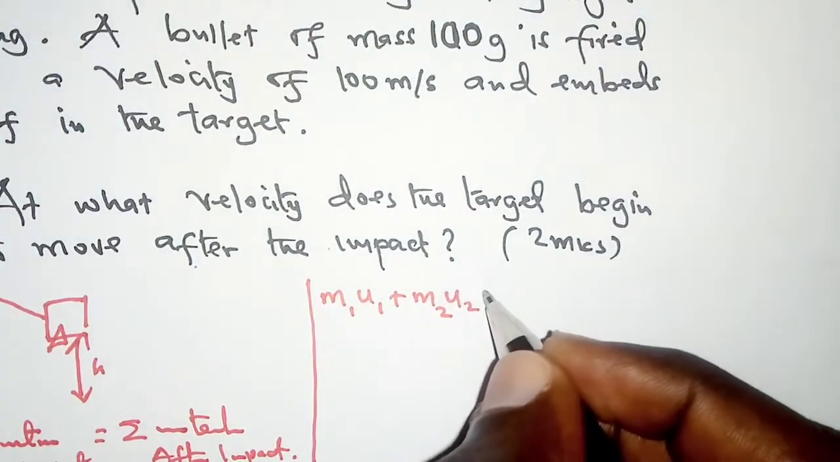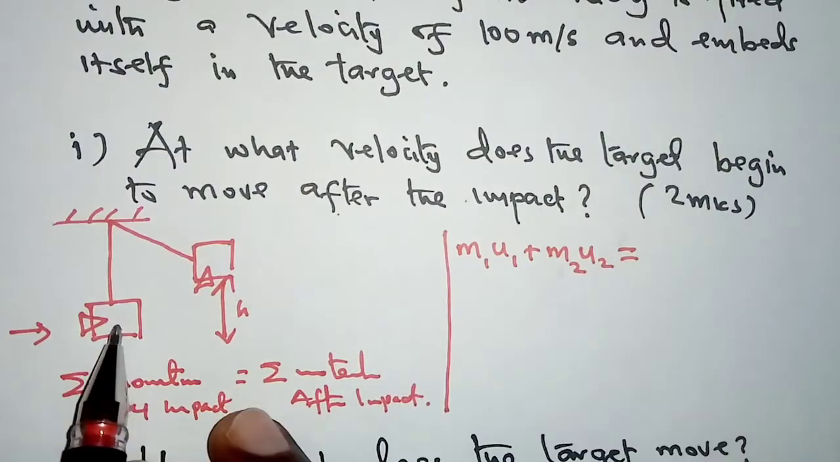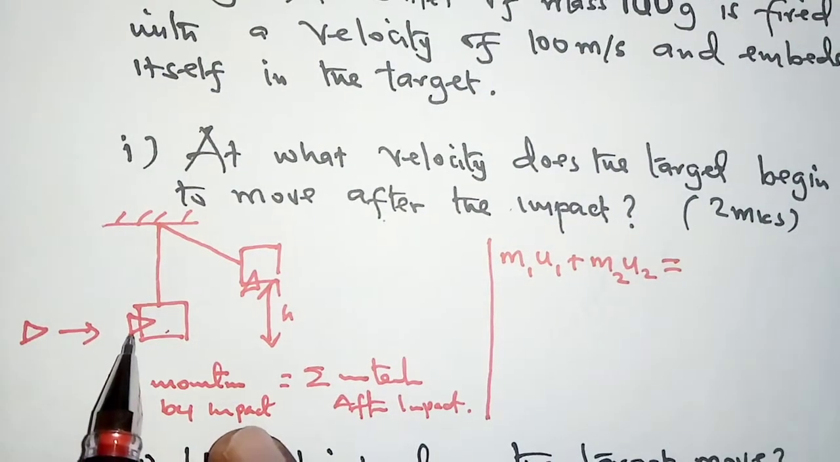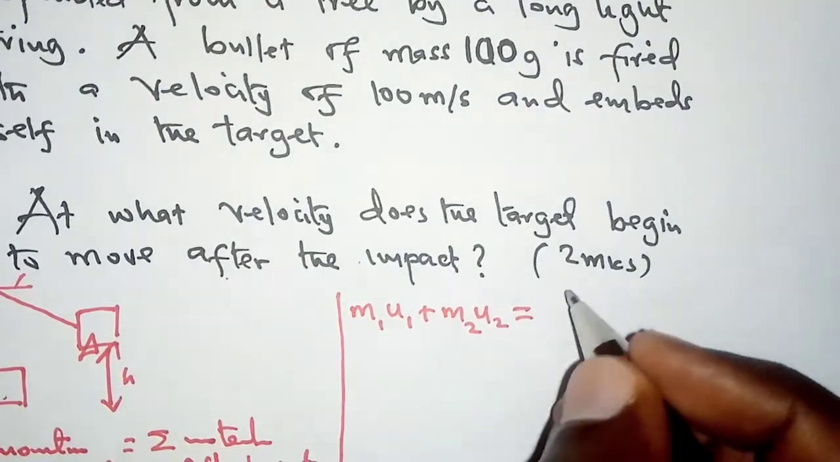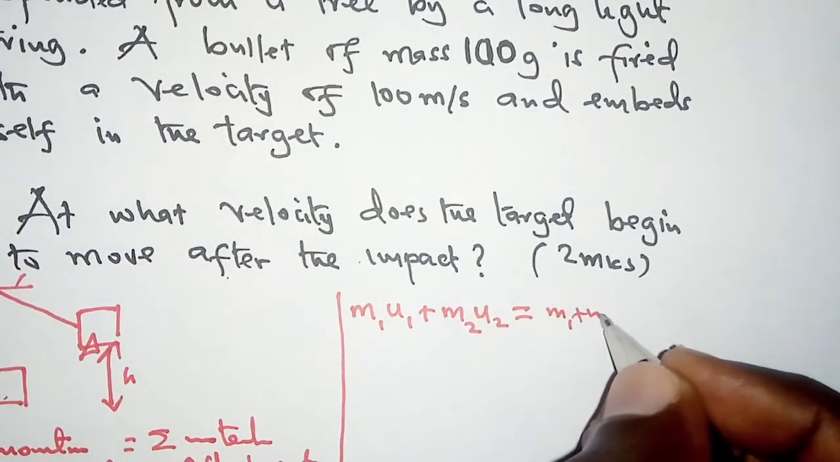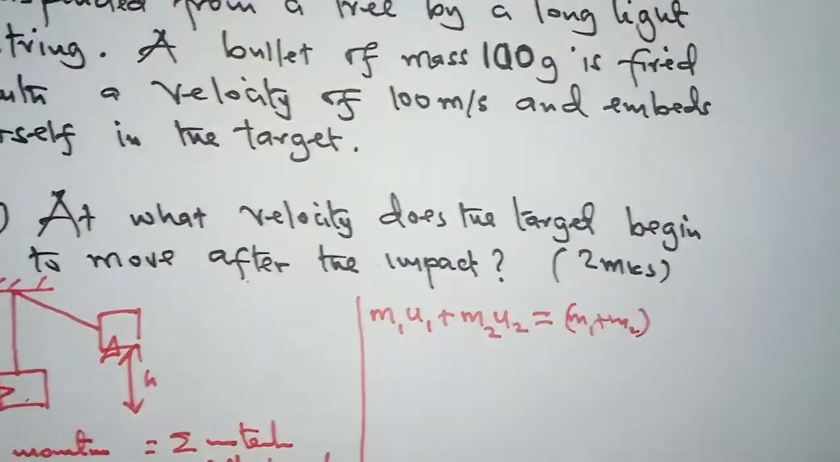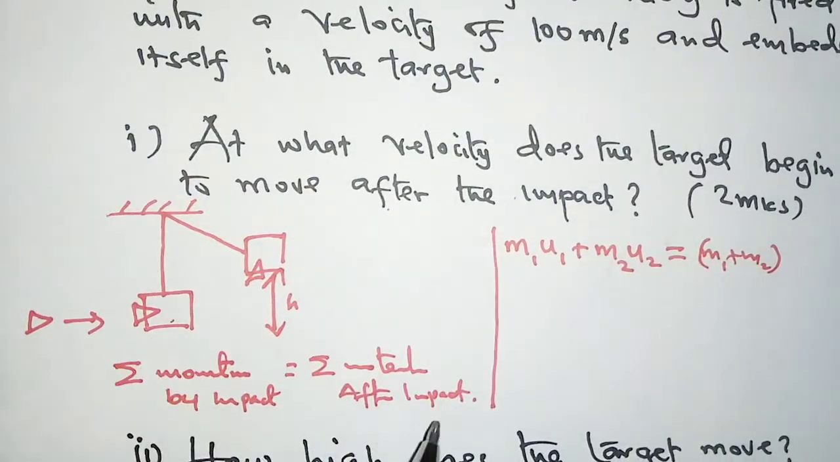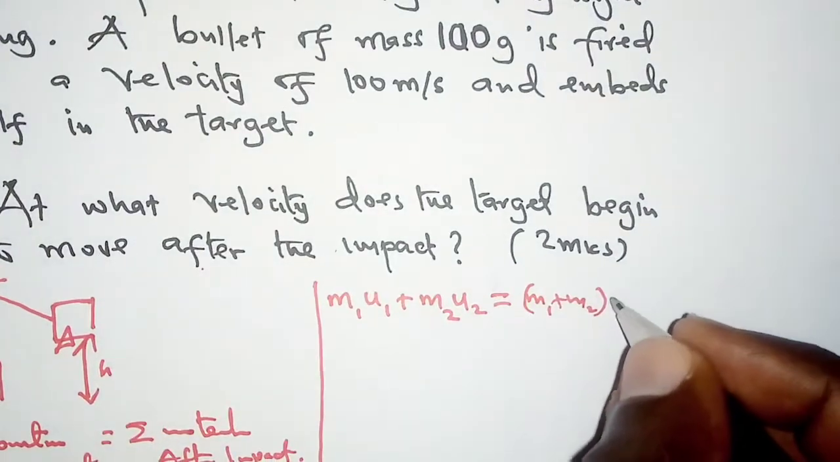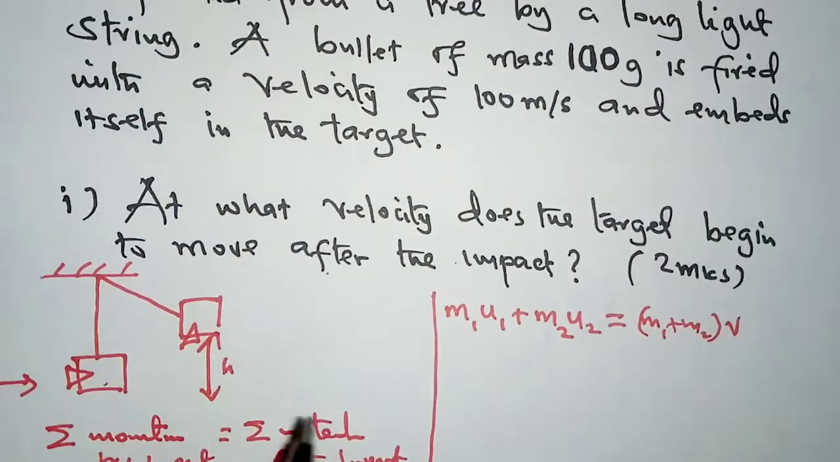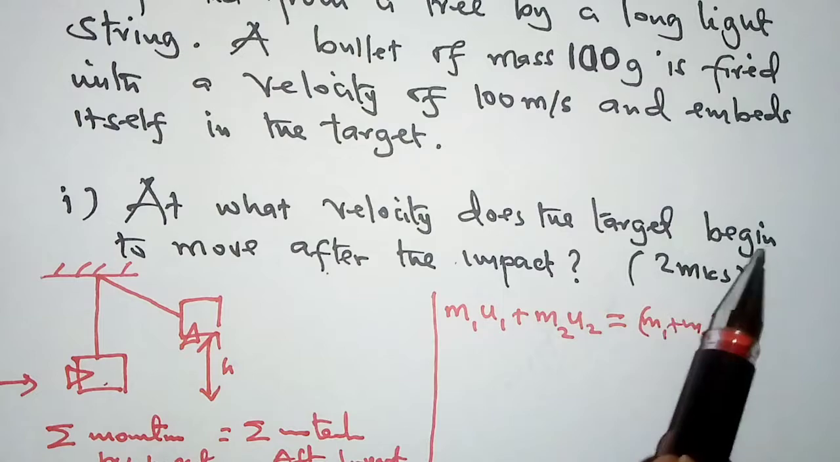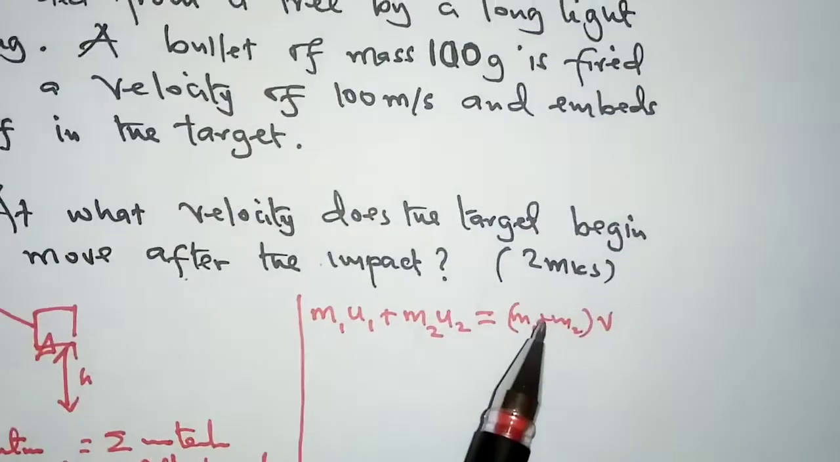Then after impact, we have the block and the bullet fusing together. So we combine the masses. We have mass 1 plus mass 2, and then they move together at a common velocity. Let's call that v. So it is this v that we are asked in this question. At what velocity does the target begin to move after the impact?